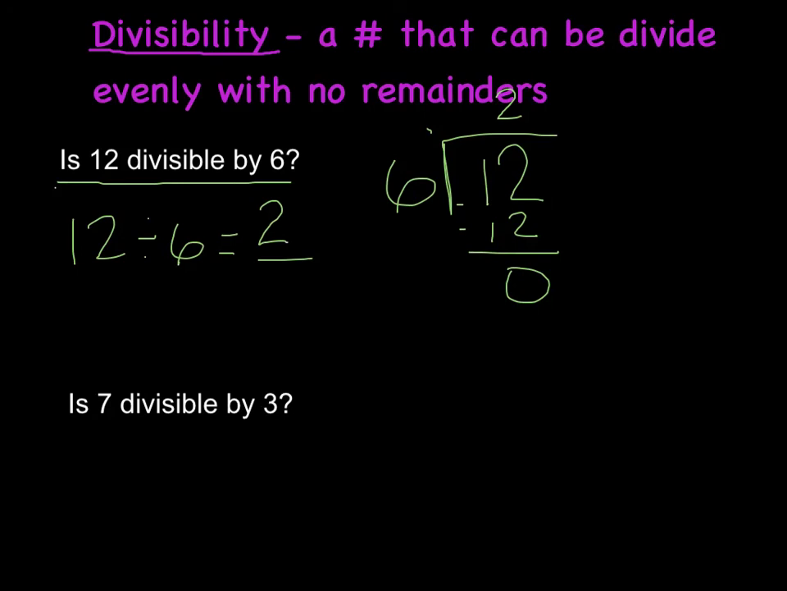Now looking at, is 7 divisible by 3? Well, if we have 7 divided by 3, 3 goes into 7 2 times, or you can say there are 2 groups of 3 in 7. So 2, then when you multiply 2 times 3, that gives you 6. And when you subtract, you're going to be left with a remainder of 1. So 3 does not divide into 7 evenly, so 7 is not divisible by 3.